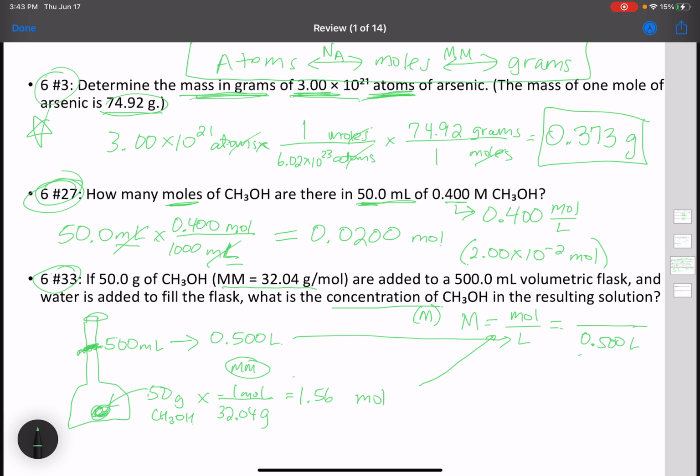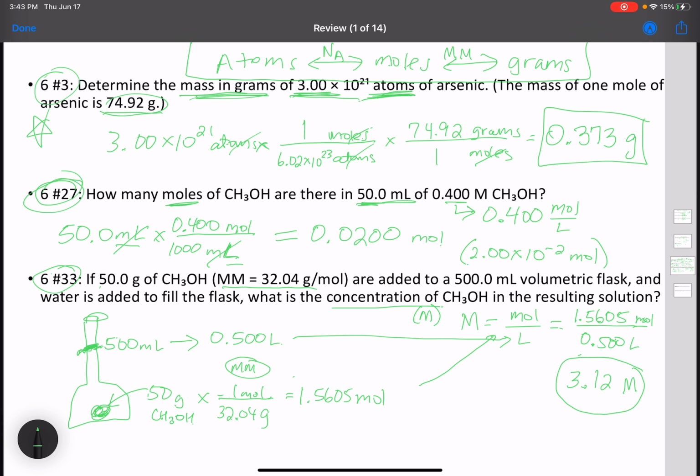1.56, and I'm just going to carry this out a little extra because I'm not done with my calculations yet. I don't want to round to 3 sig figs just yet. Plug that in here and divide by 0.5 to get a molarity of 3.12.